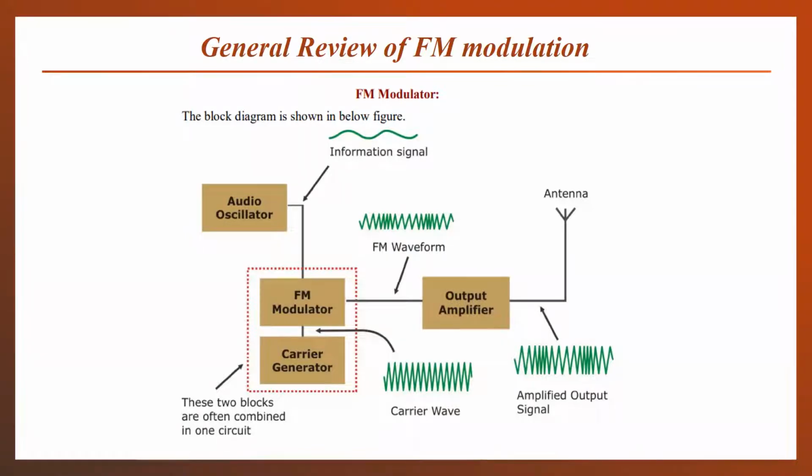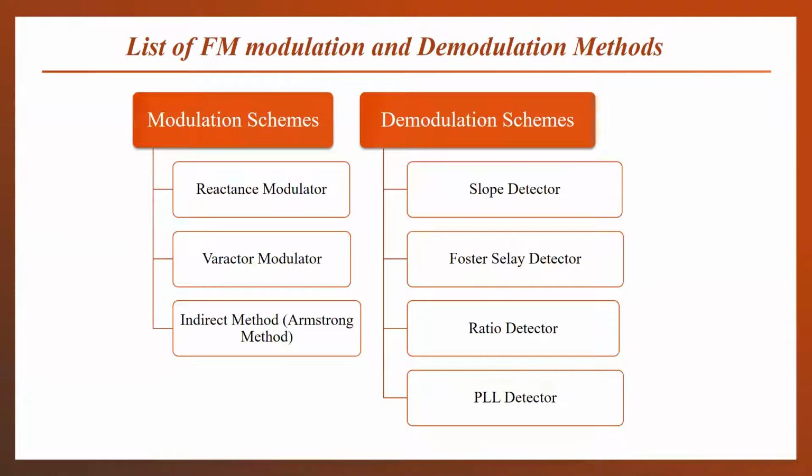This was the general block diagram, and this scheme can be applied to every modulator of FM which we have learned in theory, like the reactance modulator, varactor modulator, or you can modulate the FM signal through the indirect method, the Armstrong method. You have learned about this in theory. And various demodulation schemes have also been mentioned here, which are the slope detector, Foster-Seeley detector, ratio detector, and PLL detector. We have to perform this experiment using a trainer board.